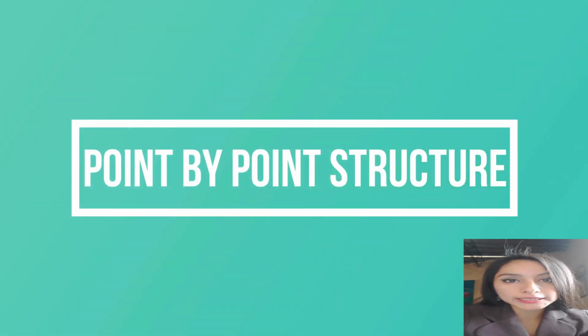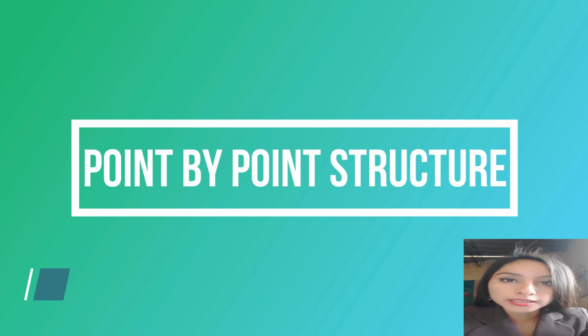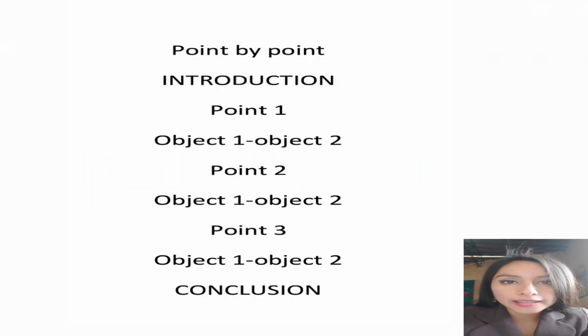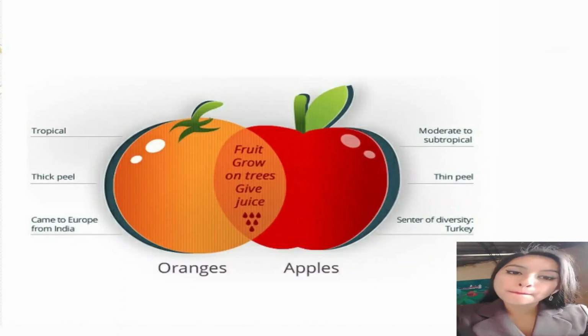And now you can see a small diagram of the point-by-point structure. First, we are going to find an introduction, then point 1, then object 1 and object 2, then point 2, and then object 1 and object 2 again, then point 3, and then object 1 and object 2 again, and finally a brief conclusion. Now I'm going to explain how to use the point-by-point structure.